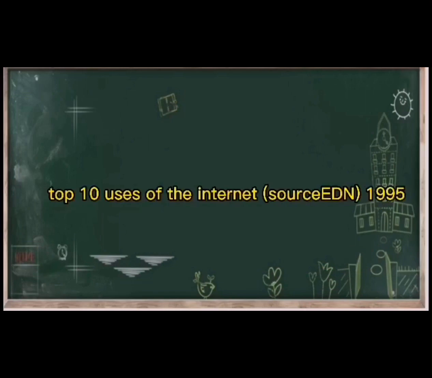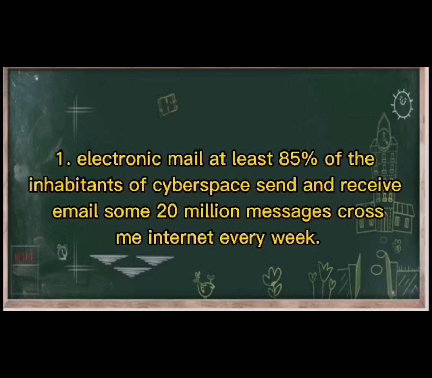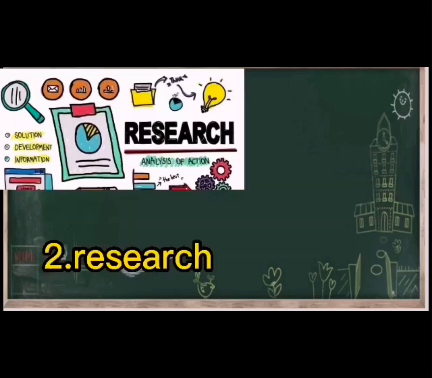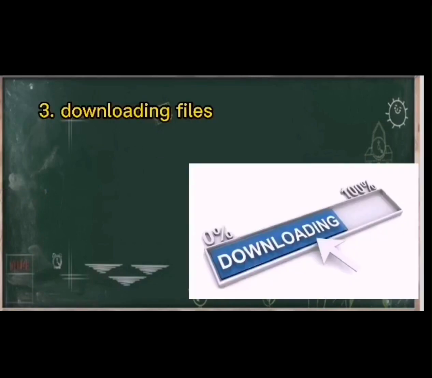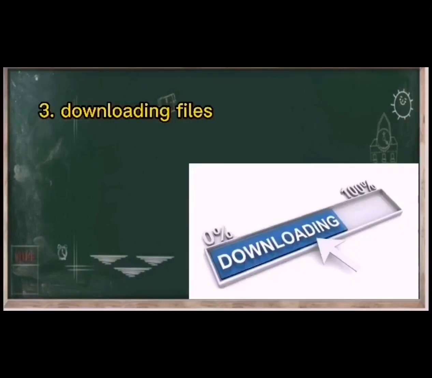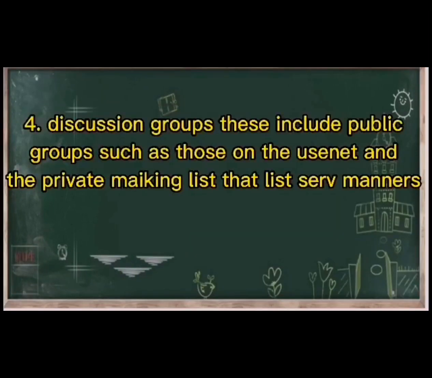Top 10 uses of internet sources in 1995. Number 1, electronic mail. At least 85% of the inhabitants of cyberspace send and receive email, and some 20 million messages are sent across the internet every week. Number 2, research. Number 3, files. Number 4, discussion groups. These include public groups, such as those on Usenet, and private ones.